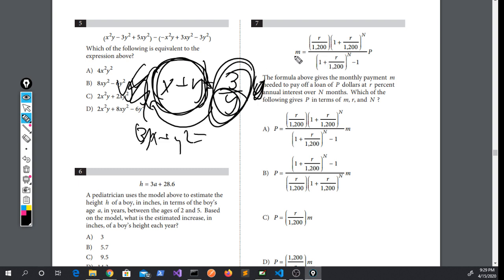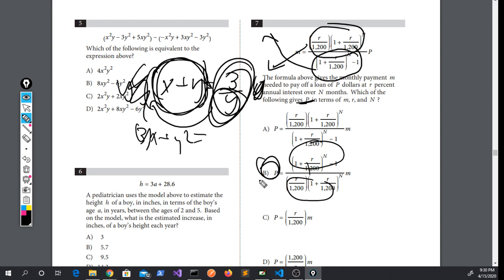So for example, for this, we're solving for p, right? Okay, so this is one chunk, this is one chunk, right? This goes top, this goes bottom. So you're basically flipping it over, right? So this on top here, this is on bottom here, so B is your answer. Okay.